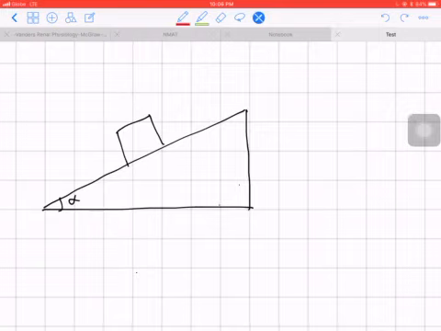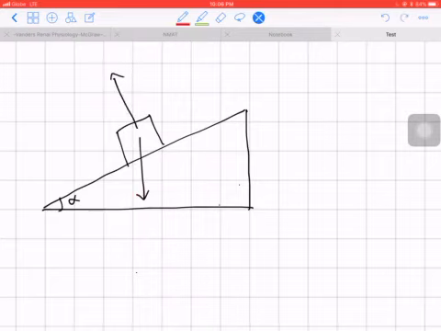Right. So to start off, let's just draw the free body diagram for this object. Now, the force of gravity is not perpendicular to the surface of the inclined plane but points directly downward, whereas the normal force points perpendicular to the surface of the inclined plane.